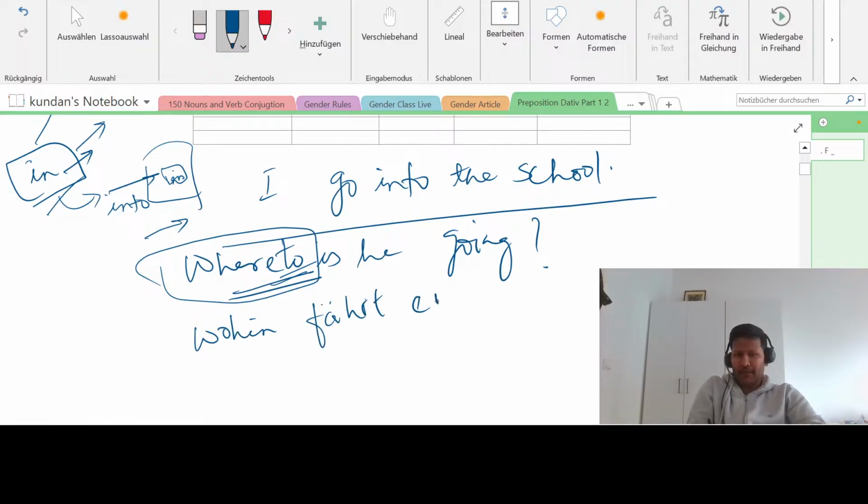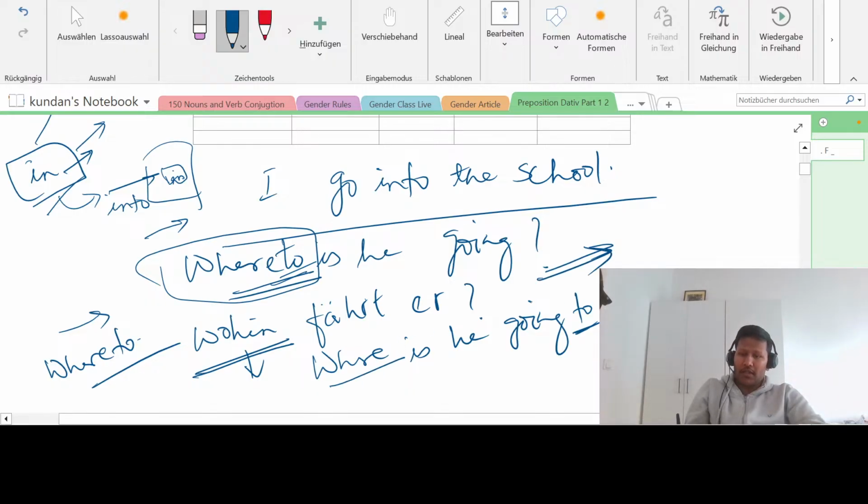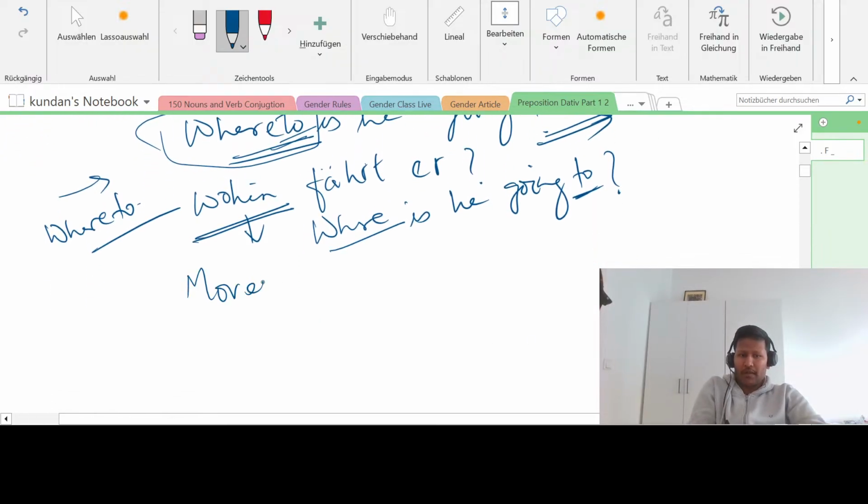Wohin fährt er? This is the question. Wohin. This is where to. Where he's going to? We can also say where is he going to, right? So this is a movement. This is a motion, right? That's why we are using where. So wherever you see a motion and movement, we use accusative.